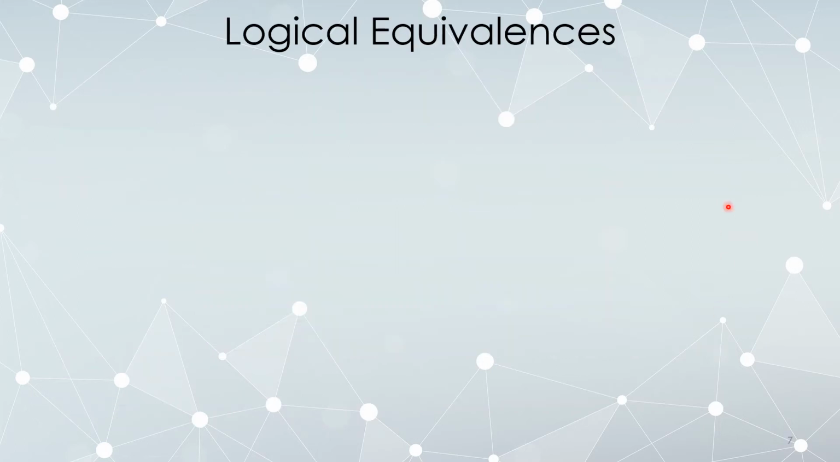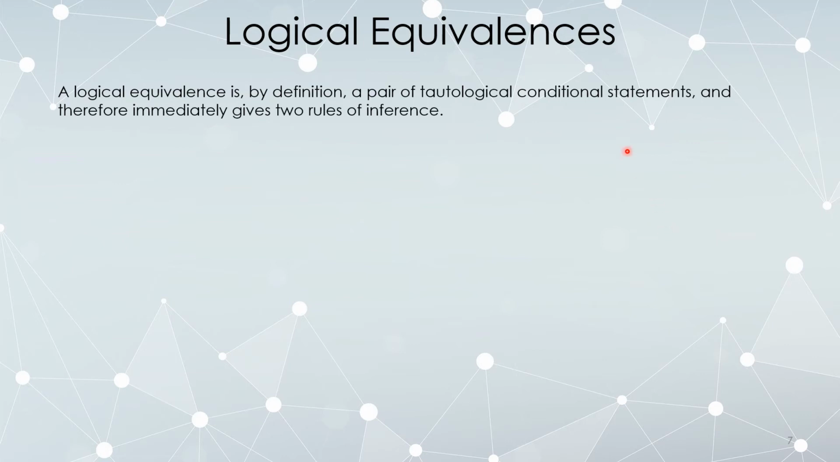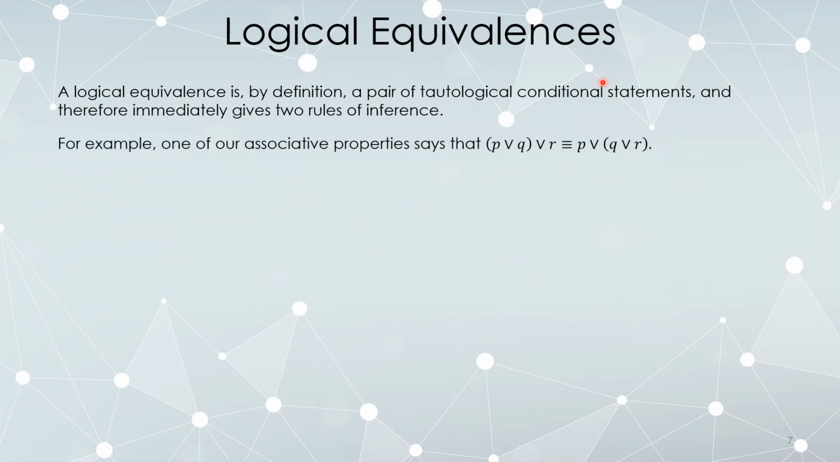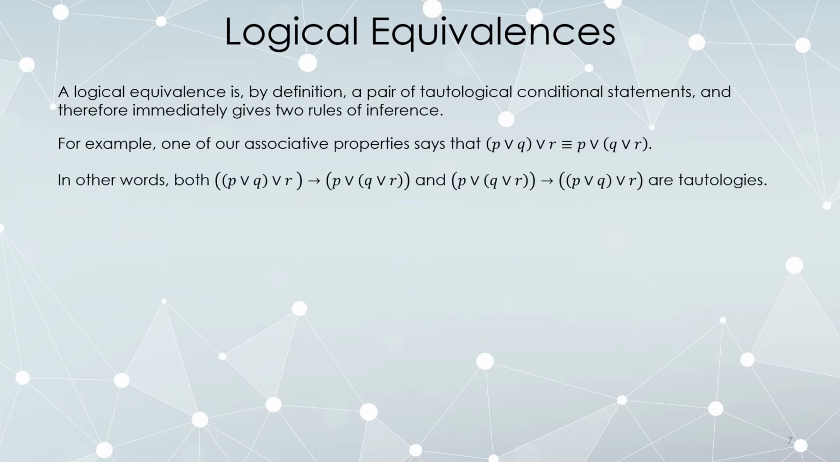Let's come back and talk about logical equivalences. So a logical equivalence is, remember, two different tautological conditional statements. So what it does is it gives you two rules of inference. Okay, so for example, here was associativity of disjunction, a logical equivalence, that we've already discussed. So that means that I have two separate conditional statements that are tautologies. P or Q or R implies P or Q or R, but also a tautology is P or Q or R implies P or Q or R.